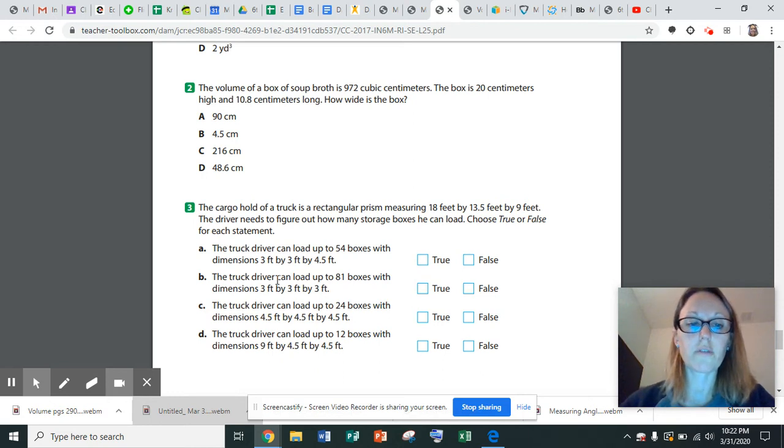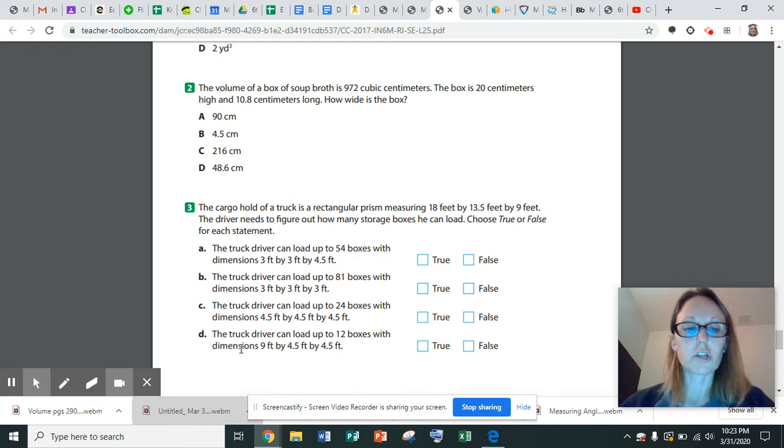B, the truck driver can load up to 81 boxes with dimensions 3 feet by 3 feet by 3 feet. That answer would be no, because 81 times 27 does not equal 2,187. Letter C, the truck driver can load up to 24 boxes with dimensions 4.5 feet by 4.5 feet by 4.5 feet. When you multiply these together and multiply it by 24, you get 2,187. So the answer is true.